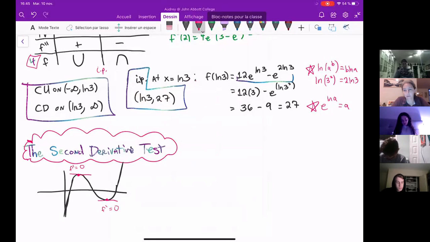At my first critical value, is the function concave up or concave down? Concave down. Concave down, so it's sad. So what can I say about the second derivative there? Negative. Yes, it's negative. So here my second derivative is negative. What can I say about my second derivative at the second critical value? Positive. Where it's positive, exactly.